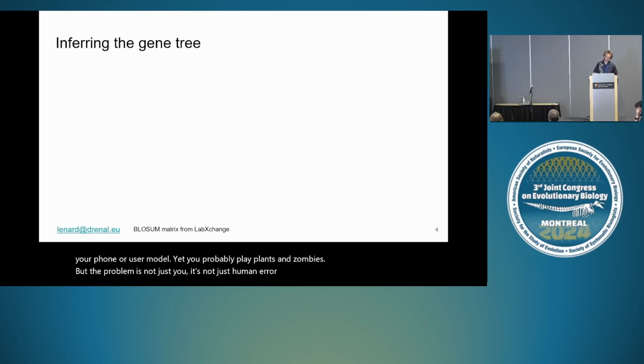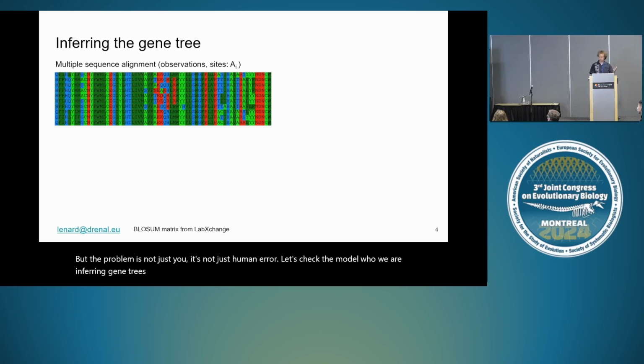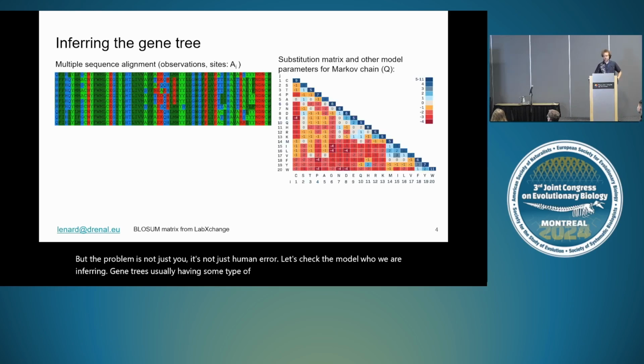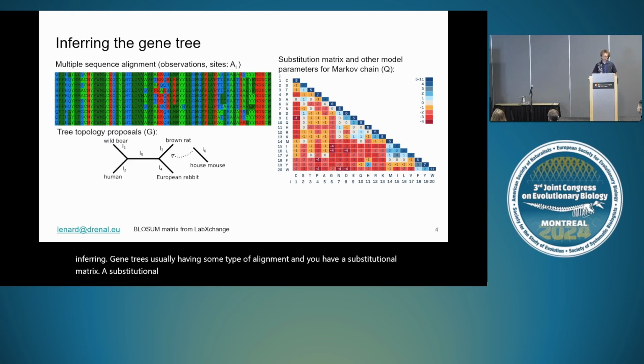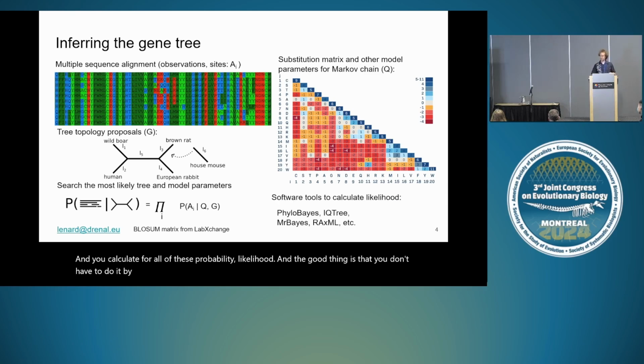Let's check the model, how we are inferring gene trees. Usually you have some type of alignment and a substitution model, and you are throwing gene tree proposals, like topology proposals, and you calculate for all of these a probability, a likelihood. The good thing is that you don't have to do it by hand. There are plenty of programs to do it, even RevBayes.